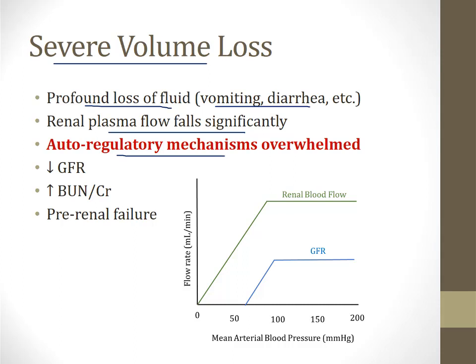So if you look at this drawing on the screen, when the mean arterial pressure gets very low down in this range, the GFR starts to fall and the renal blood flow falls. The autoregulatory mechanisms cannot keep up at these low pressures. So in this situation, the GFR will fall, BUN and creatinine will rise, and pre-renal failure will develop. So this is often a confusing concept for students. They're familiar with renal autoregulatory mechanisms and they're faced with a question of a patient in shock. You should be aware that those mechanisms aren't going to work in the setting of severe volume loss.